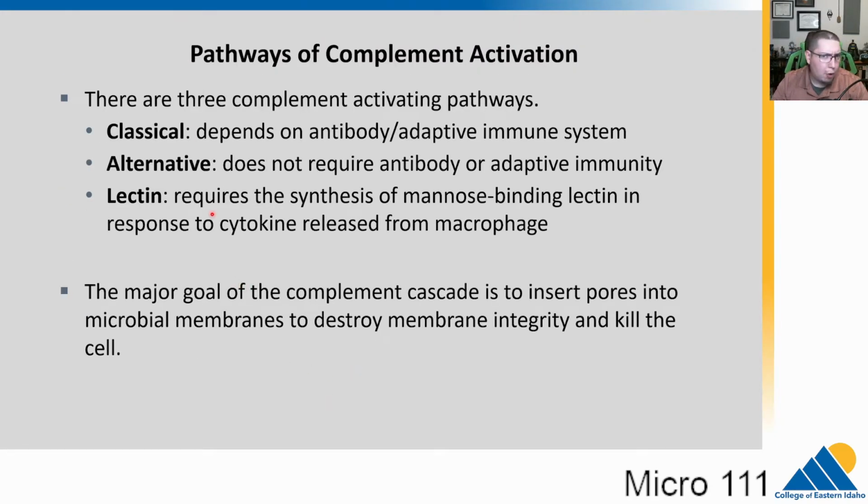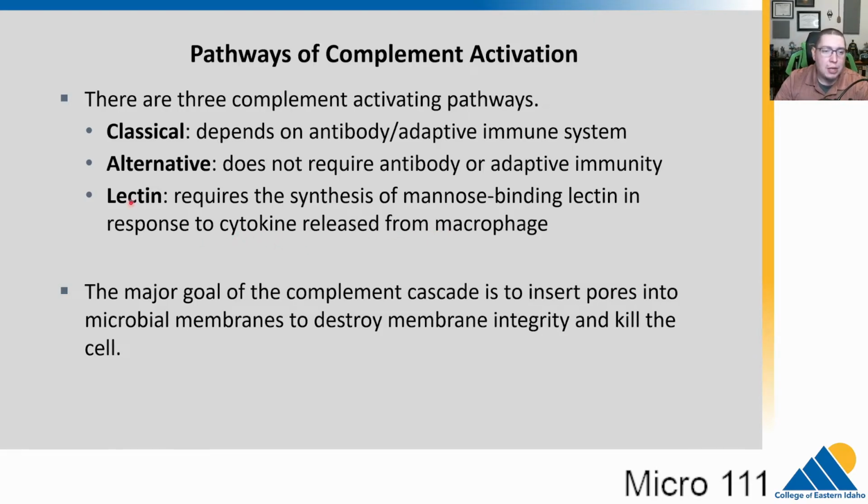There are 3 primary ways complement is activated. I'm going to mention them, but they're not super critical to understand. This is getting a little too detailed for us. The classical system relies on antibodies and the adaptive immune system, so it's kind of circular here. It's working with antibodies to activate these responses. There's an alternative pathway that doesn't need antibodies, and then there's a lectin-based one, which uses mannose binding lectin in response to cytokines released from macrophages.